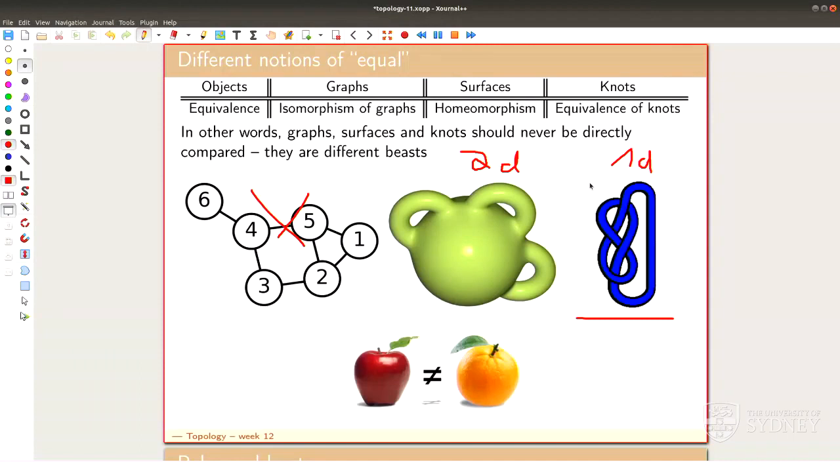Okay, so let's get a little bit further with knots. Remember that the correct equivalence for knots was very different from the one for surfaces or graphs, and it's essentially the one that tells you that you can move knots in space, as in the video we have seen a few seconds ago.